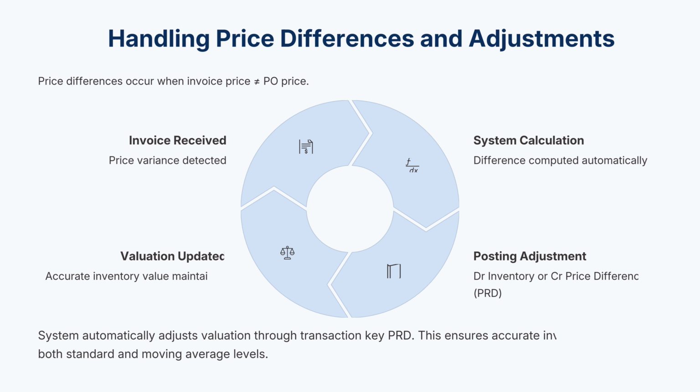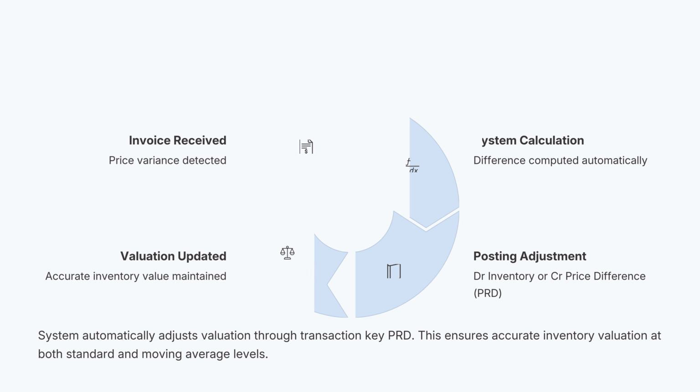Handling price differences and adjustments. Price differences appear when the invoice price and PO price don't match. If the price is higher, inventory increases and PRD is credited. If lower, PRD is debited. This automated variance management ensures financial statements reflect true material cost, especially under standard pricing scenarios.